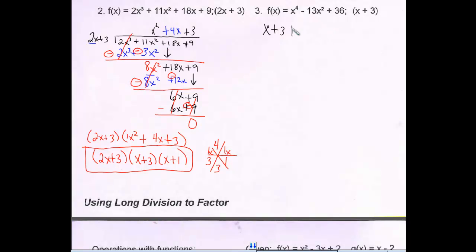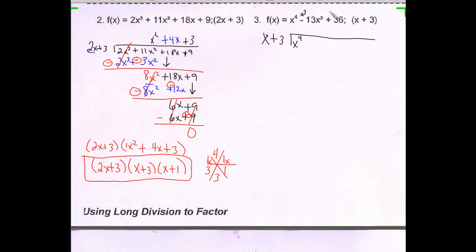Set up our division. Remember to place a 0x for anything that's missing. I am missing x cubed and x. So I need some placeholders for that. So plus 0x cubed minus 13x squared plus 0x plus 36.